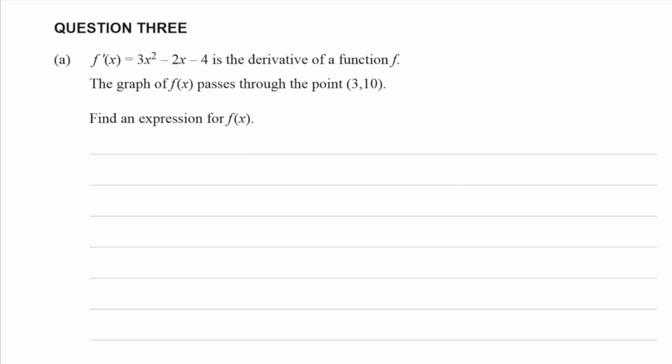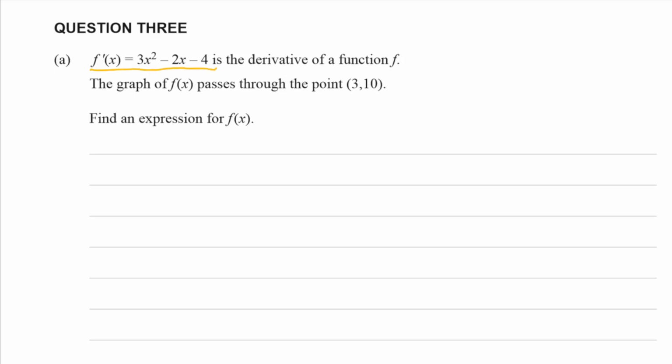We are given the derivative function f prime of x as 3x squared minus 2x minus 4. And we know that the original function, f of x, passes through this point, (3, 10). And we need to find an expression for f of x.